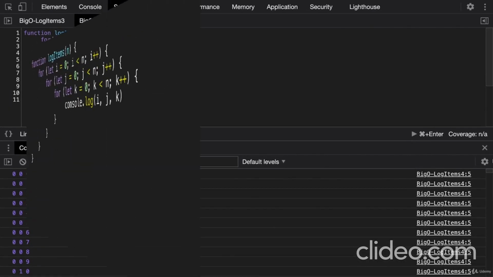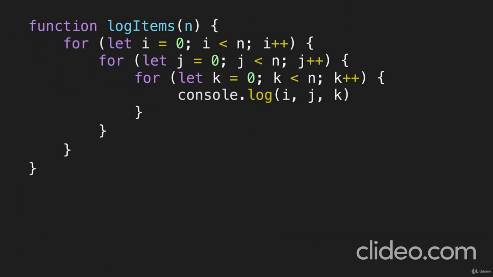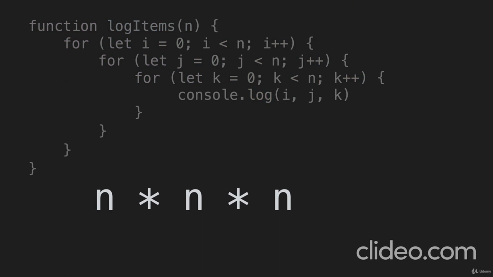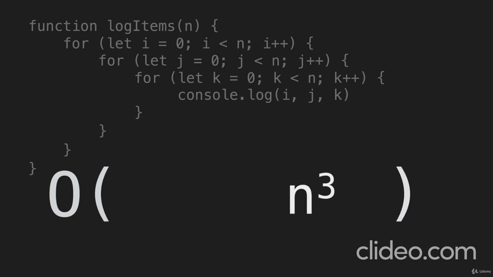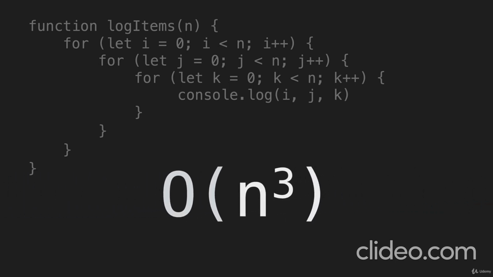Let's go back over here. So we had n times n times n operations, or 10 times 10 times 10, since we passed it the number 10. So this is n cubed, which would be O of n cubed. But it doesn't matter if it's to the third, to the fourth, to the 10th. We are still going to write this as O of n squared. We're going to simplify this.